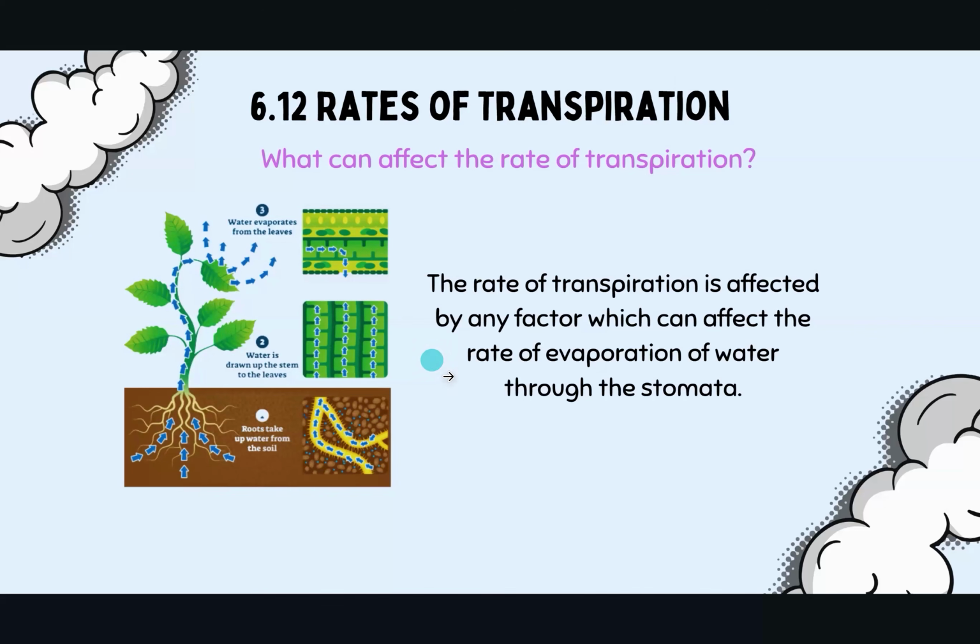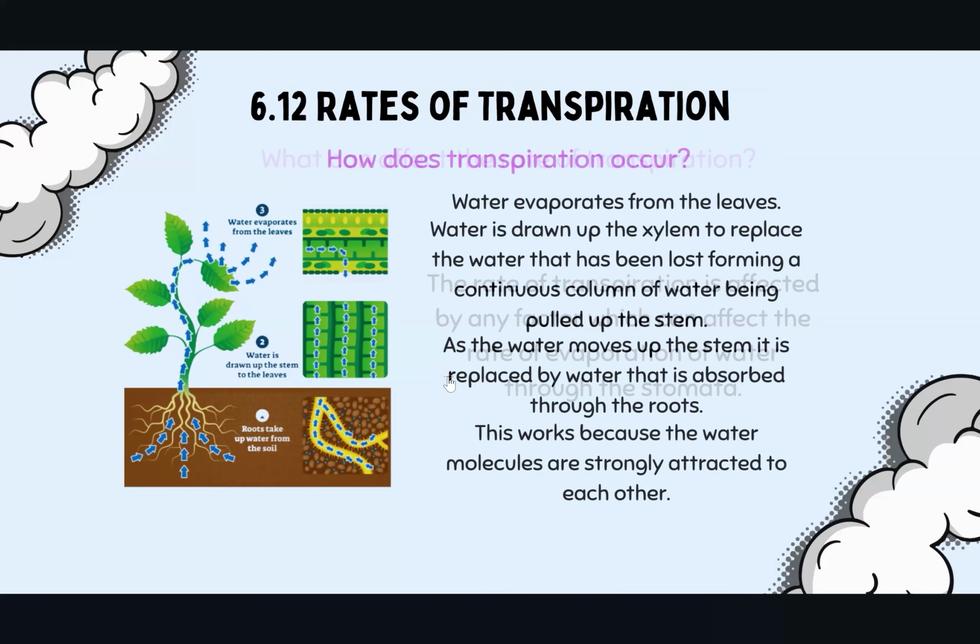So what can affect the rates of transpiration? The rate of transpiration is affected by any factor which can affect the rate of evaporation of water through the stomata. So how does transpiration actually occur? Water evaporates from the leaves. Water is drawn up the xylem to replace the water that's been lost, forming a continuous column of water being pulled up the stem. As the water moves up the stem, it's replaced by water that is absorbed through the roots. This works because the water molecules are strongly attracted to each other.